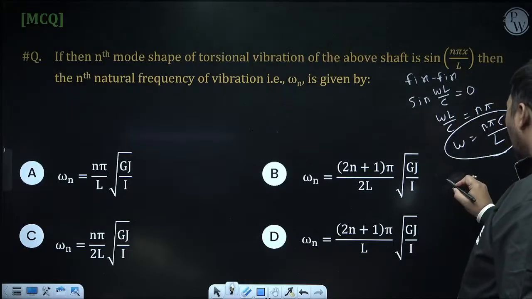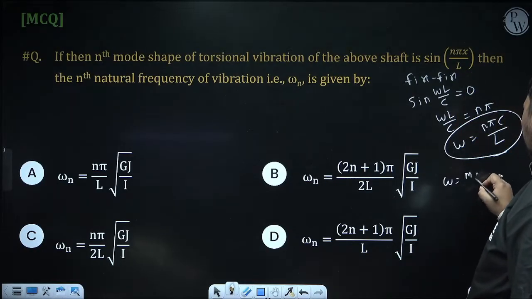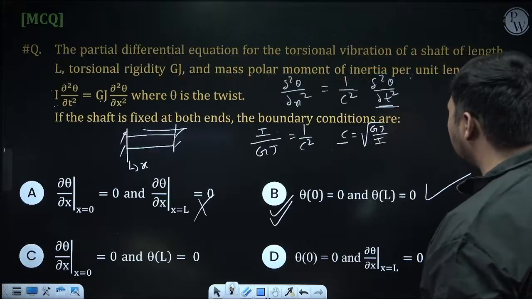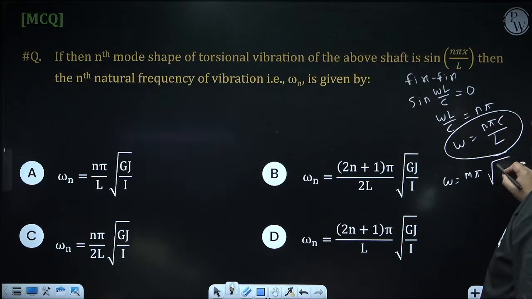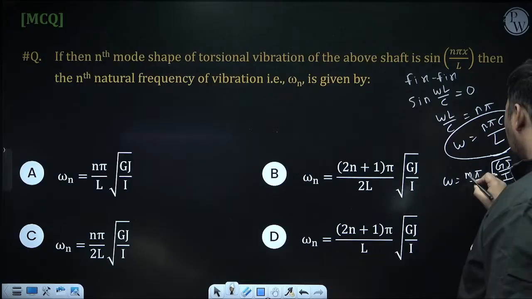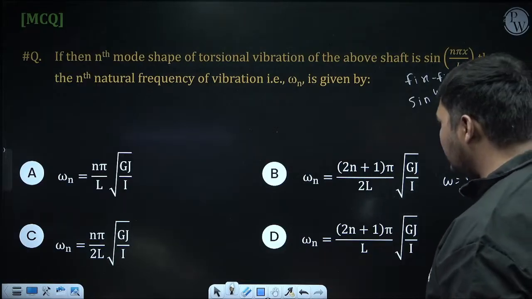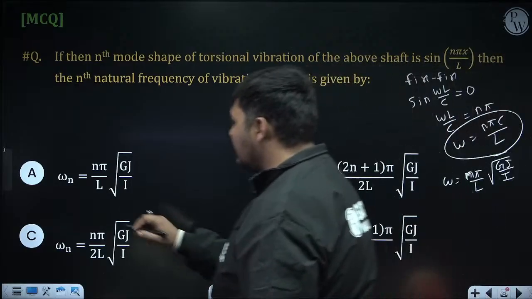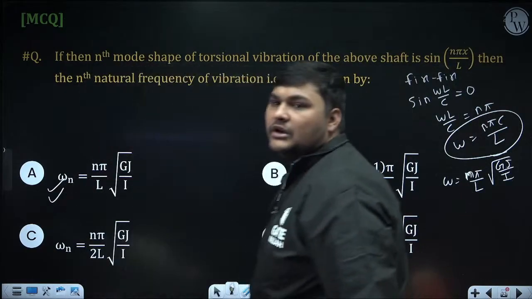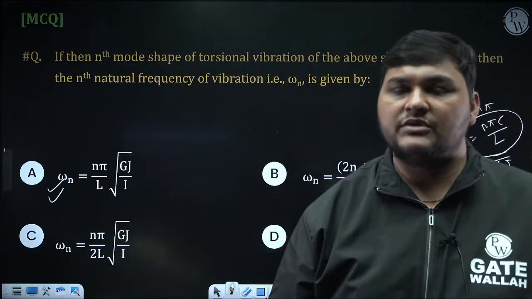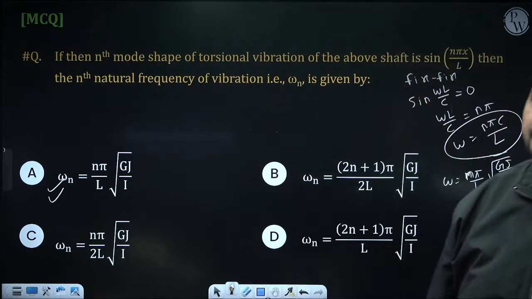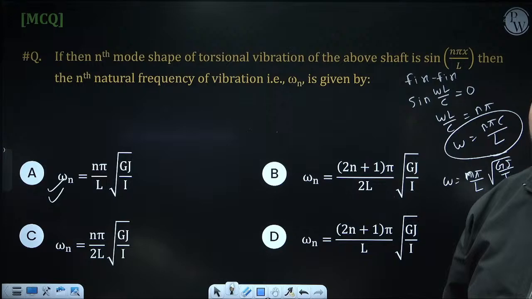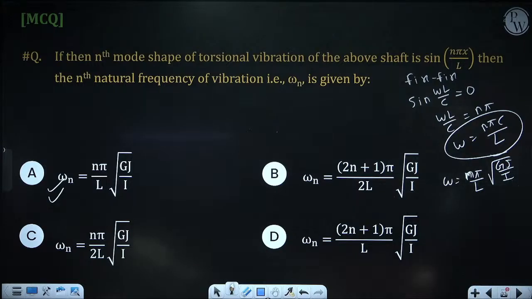Okay. Now, n pi. Now what is the expression of C? C is root over GJ by I, divided by L. So n pi root over GJ by I, divided by L, matches with which option? Option A. So for this question, the correct answer is option A. Clear? Yes.